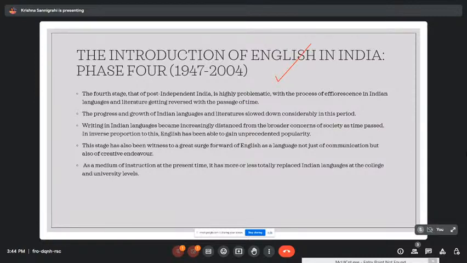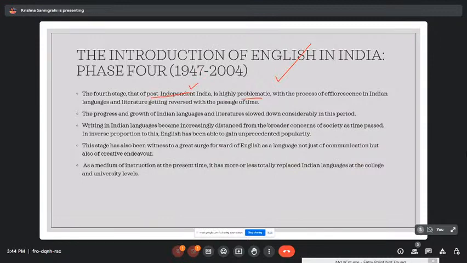The fourth stage, that of post-independent India. So till now we were discussing what the status of English was till the stage wherein India was not free. Now we are discussing the fourth stage, post-independent India, which we also refer to as the post-colonial period.